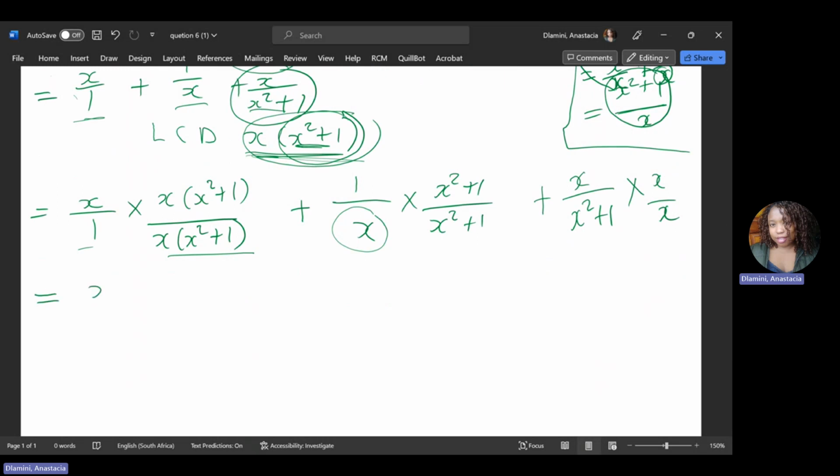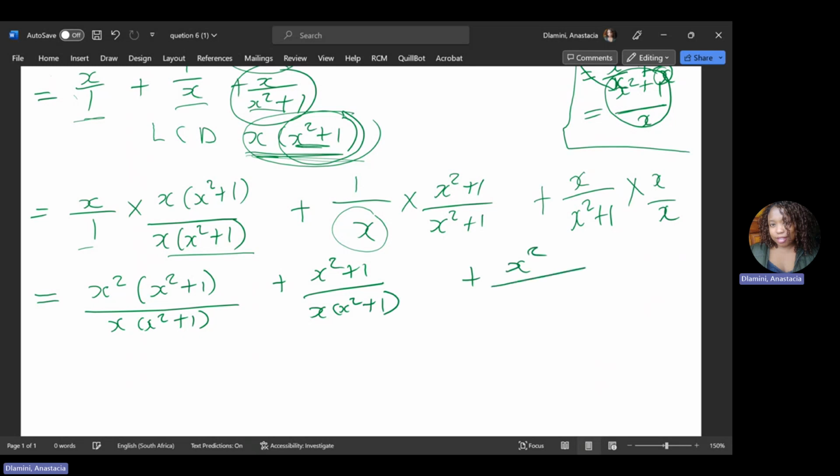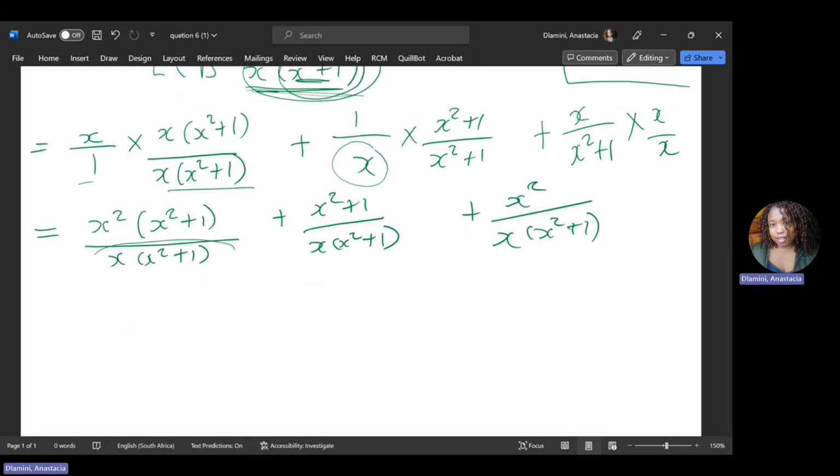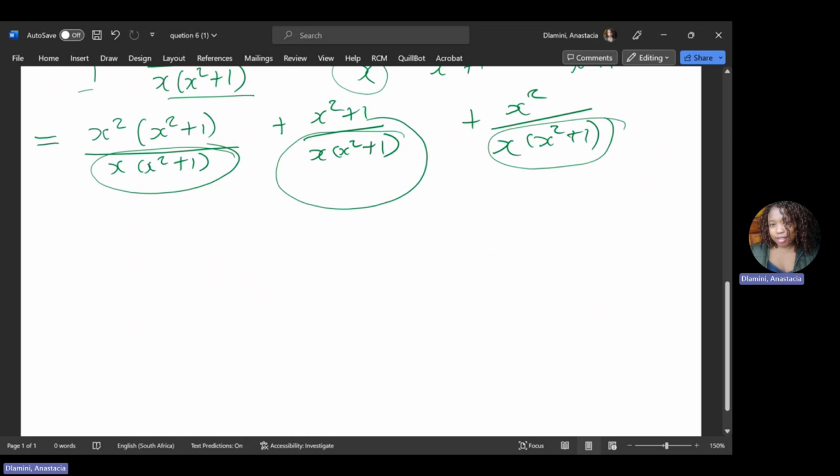So this will be equal to x squared times x squared plus 1 over x times x squared plus 1, plus x squared plus 1 over x times x squared plus 1, plus x squared over x times x squared plus 1. Okay, now that the denominators are the same, you see this part, the denominator is the same as this one, is the same as that denominator. So meaning that we can add the numerators.